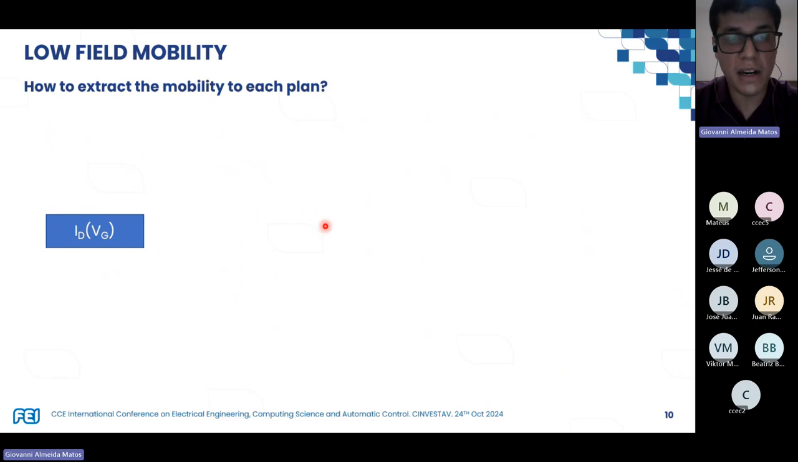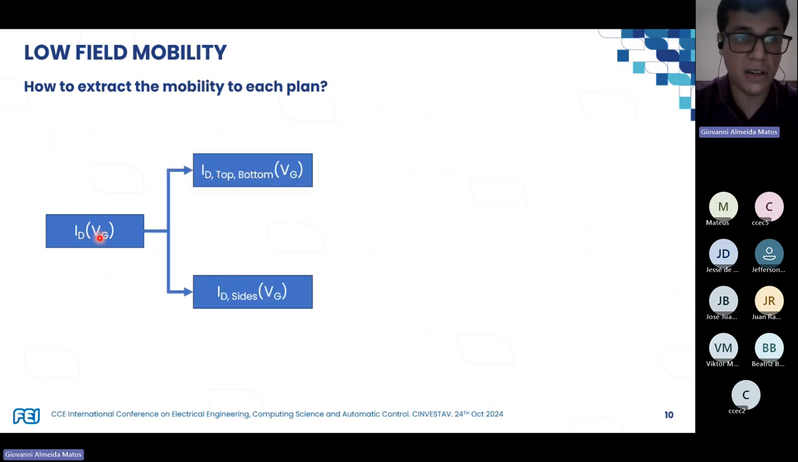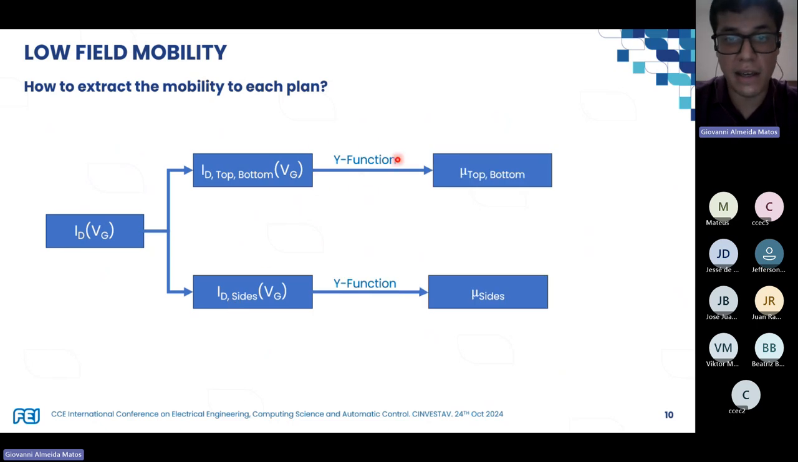Now I'm going to show you a schematic of how we are going to extract the mobility for each plane. We start from the drain current curves. We are going to separate them into the current flow at the top and the bottom surface and the current flow at the sidewalls. Then we fit this current with the Y-function method. So we get the low field mobility from the top and the sidewalls.